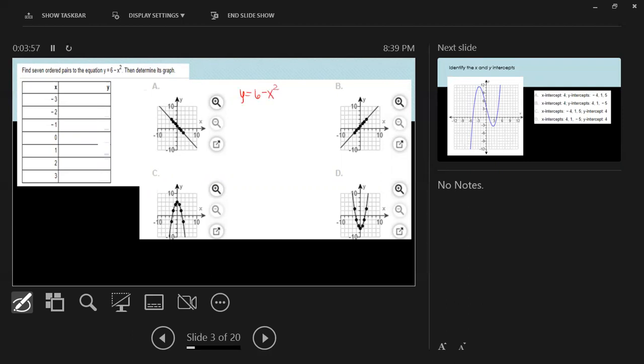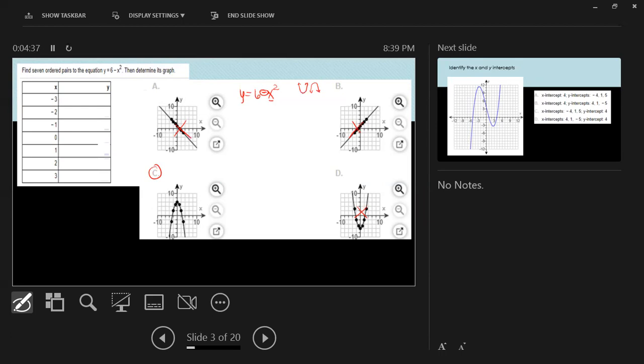Now, based on the equation alone, I can determine which graph aligns to that particular equation. So when I look at my x term, it has an exponent of 2, so it's squared. So that tells me that it's going to form a parabola facing either up or down. But then I also notice that there's a negative sign in front of the x squared term. So that tells me that it will be a negative parabola. The only option that has a negative parabola is C. So that tells me A is incorrect, B is incorrect, and D is incorrect. So I know the correct graph is C, but now I need to find the 7 ordered pairs.